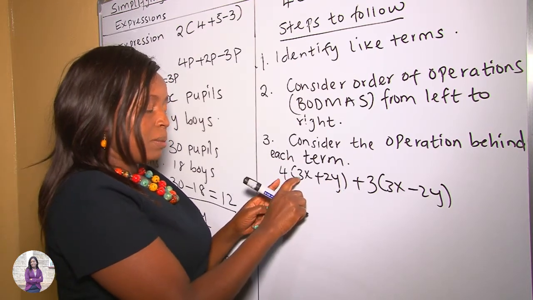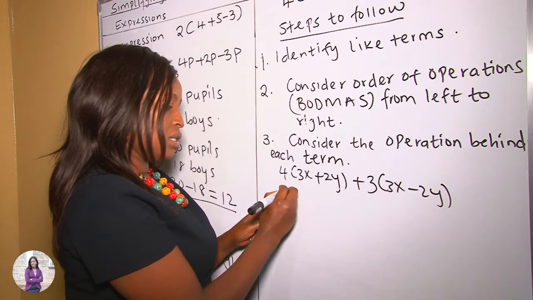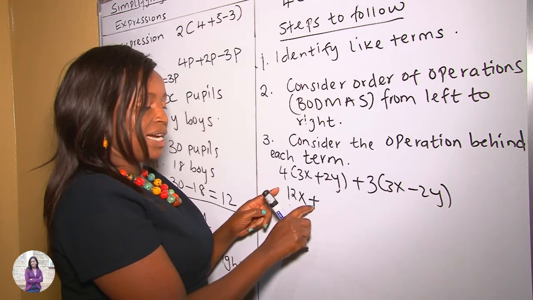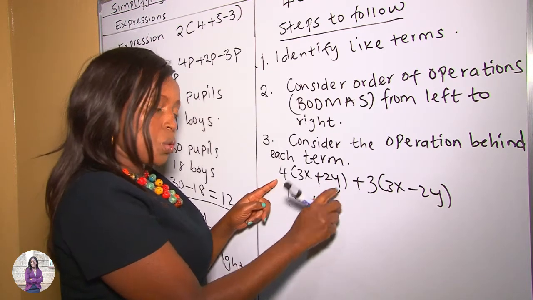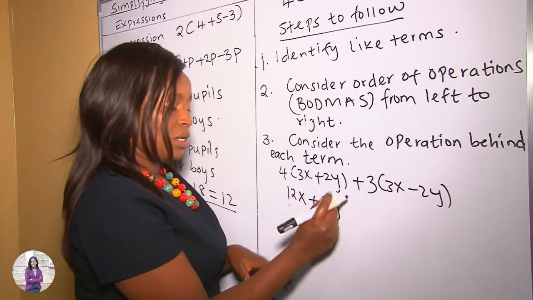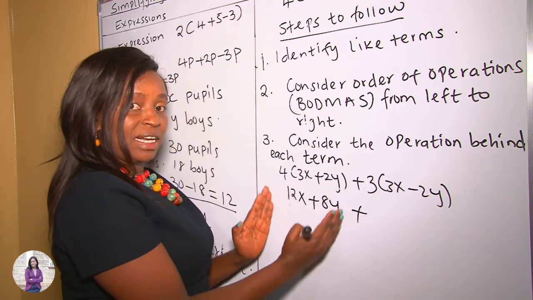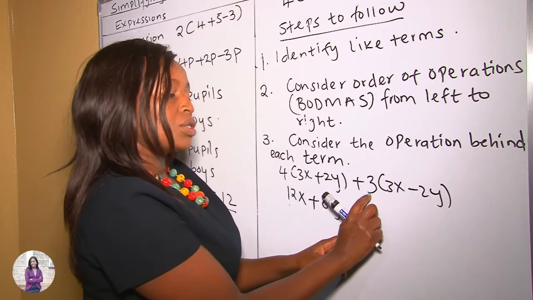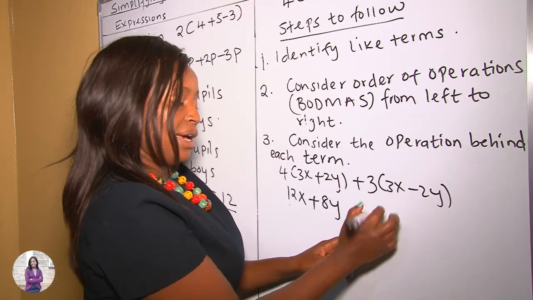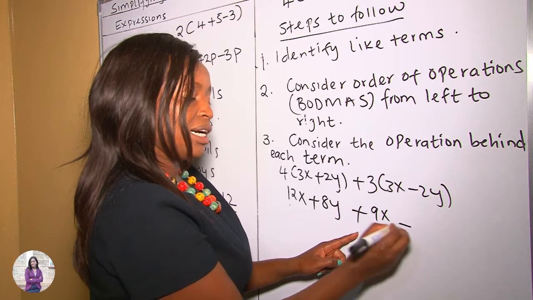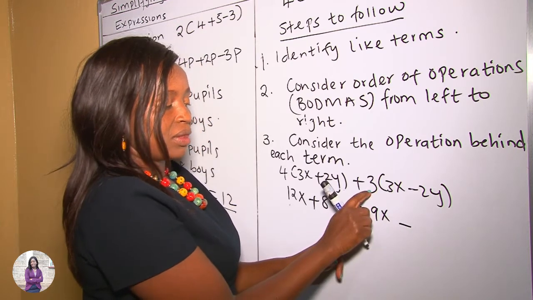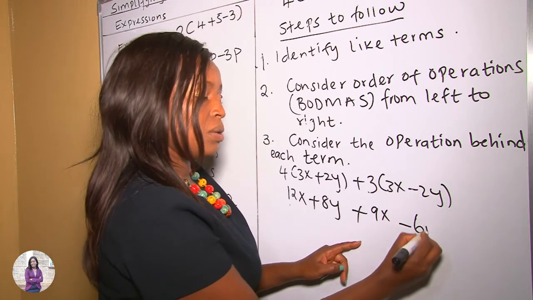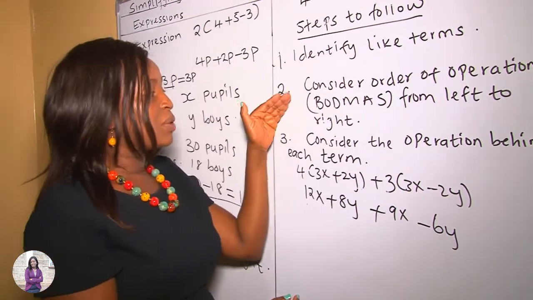4 multiplied by 3x is 12x. The sign remains plus, 4 times 2y, which is 8y. We have removed brackets on this side. Let's proceed and also remove brackets on the other part of the question. So 3 times 3x is 9x. Take away, remember the sign remains, 3 multiplied by 2y, which is 6y. So we are done with step 2.